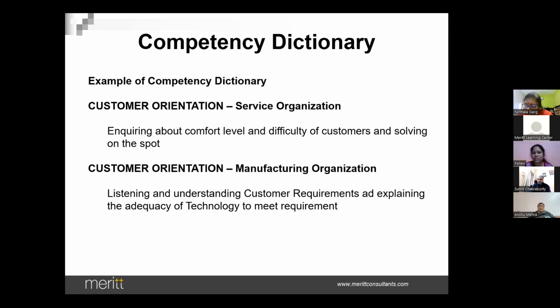Now here, what I want you to understand is how it is very, very specific to the organization. I don't know whether anybody is in a service organization. I know Anshu is in a manufacturing organization. How this customer orientation competency can differ. The meaning can differ for a service organization and for a manufacturing organization. Are you with me? Now, in a service organization, typically you are offering services. So what can be the meaning, or the definition, in a service organization?